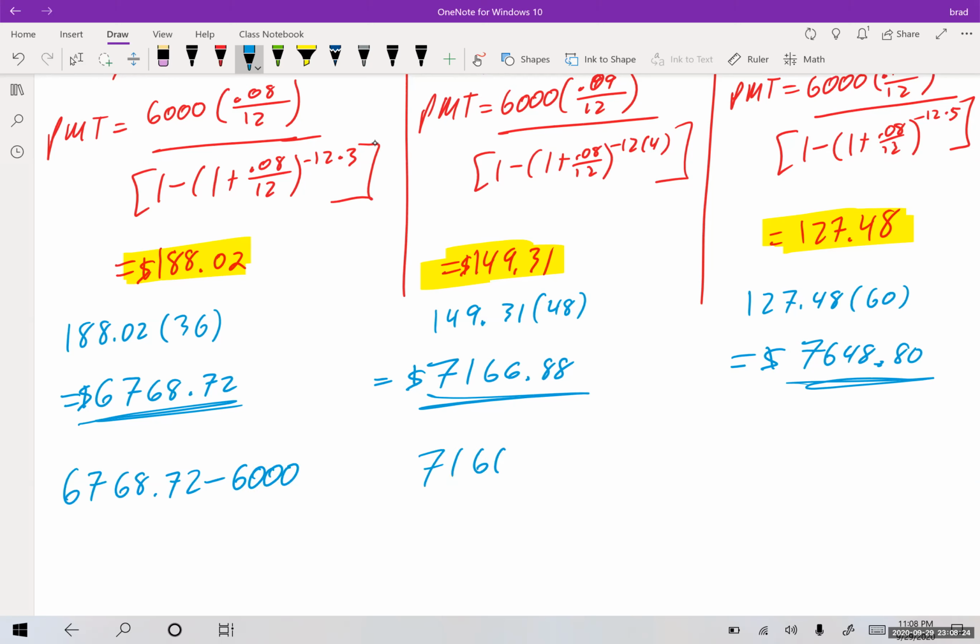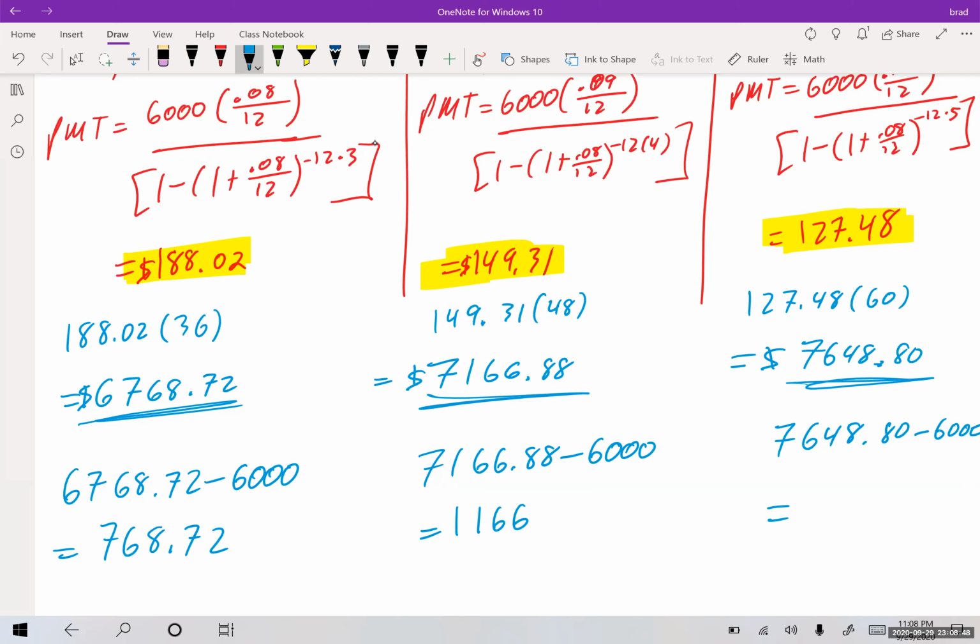I'm going to do 7166.88 minus the original 6,000, and I'm going to do 7,648 minus the original 6,000. And I want to see how much interest they're making off of me. So for this first one, it's $768.72. For this one, it would be what? $1,166.88. And for this one, it would be $1,648.80. So they're really making money off of me on that last one.